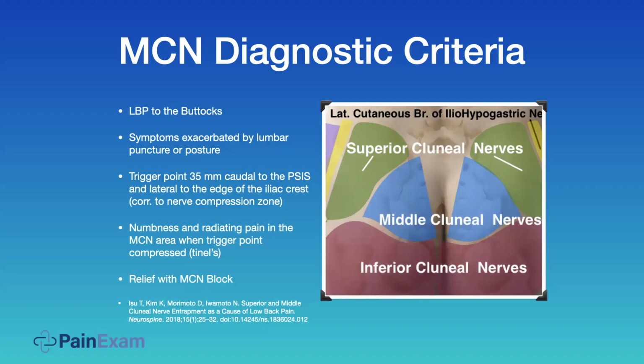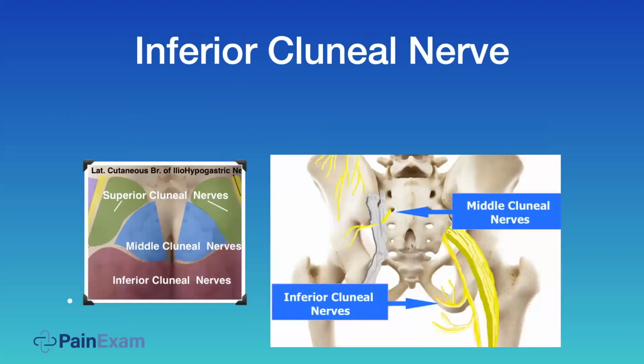The trigger point is 35 millimeters caudad to the posterior superior iliac spine. This is the compression zone, and you want to anesthetize this region. Patients will get pain relief when you block the nerve, and as you can see here, this is just like SI joint pain. It's very confusing sometimes. So if you have those patients not responding to SI joint injections, consider the middle cluneal neuralgia.